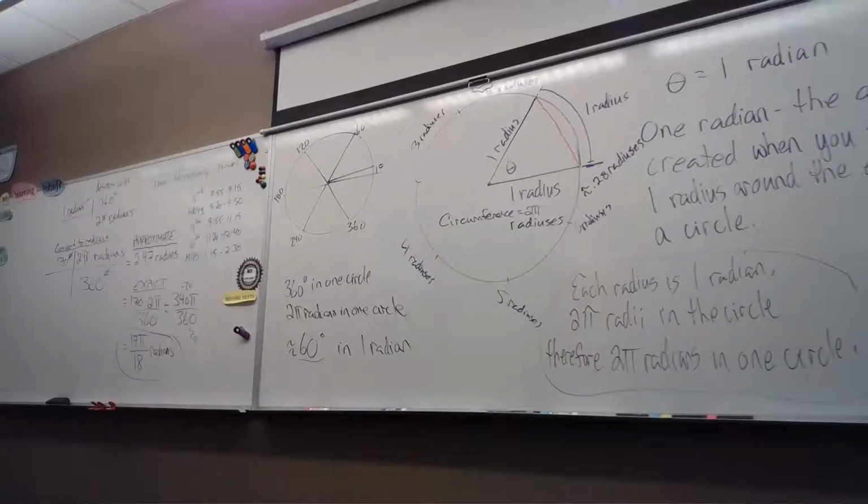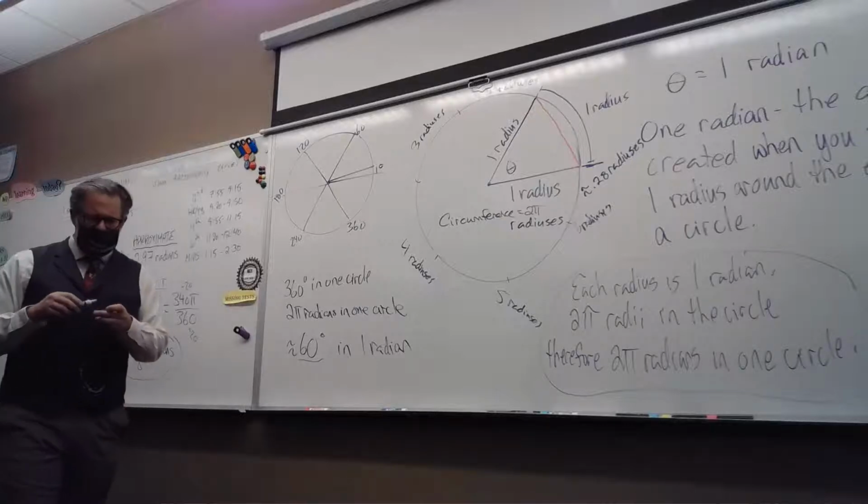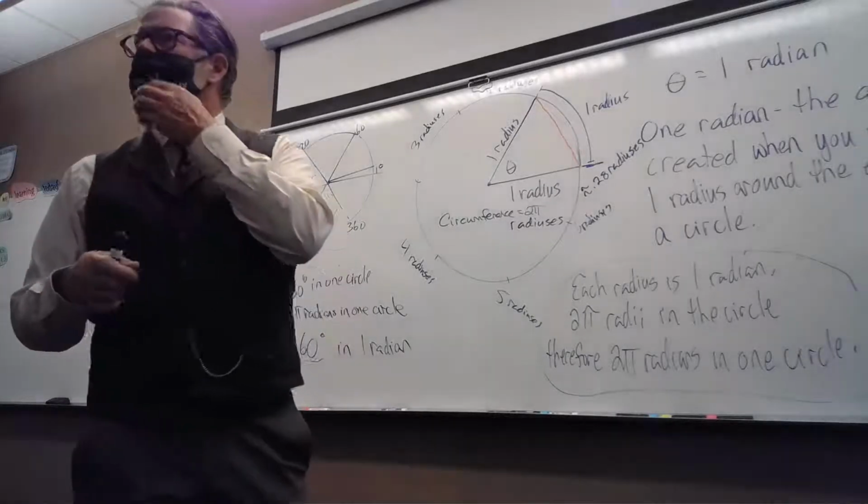Because that's an exact answer. 2.97, about. 17 pi over 18, exact. So here's the deal. Radians, we usually want to go exact. Degrees, we usually go approximate. The reason we go exact on radians will become more clear later on.